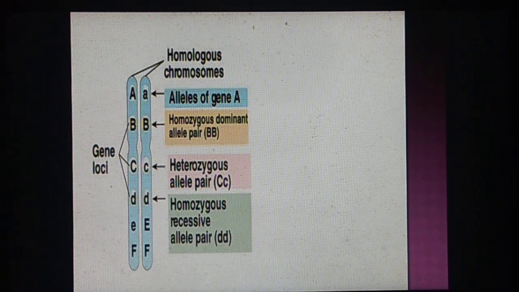For example, if it was meant for any particular characteristic, say tall plants or dwarf plants, we can say that small d is meant for dwarfness. But usually we should remember that capital T is meant for tallness, small t is meant for dwarfness. But we can take small d as an example of a homozygous recessive allelic pair. Similarly, capital E small e is a heterozygous dominant allele pair, whereas capital F capital F is a homozygous dominant allelic pair.